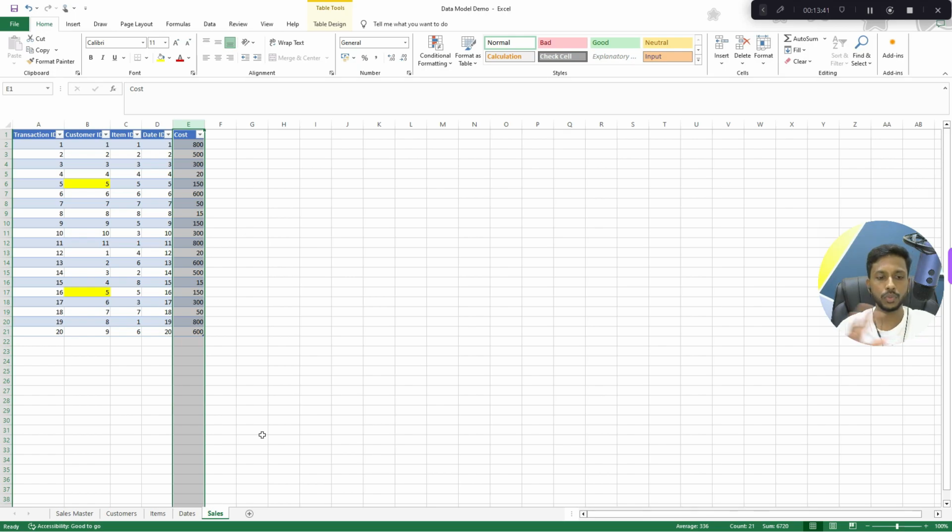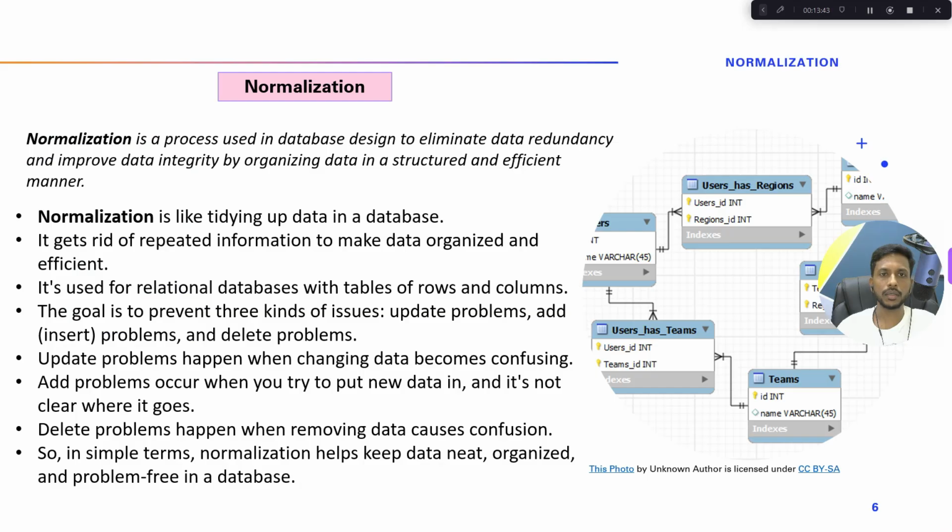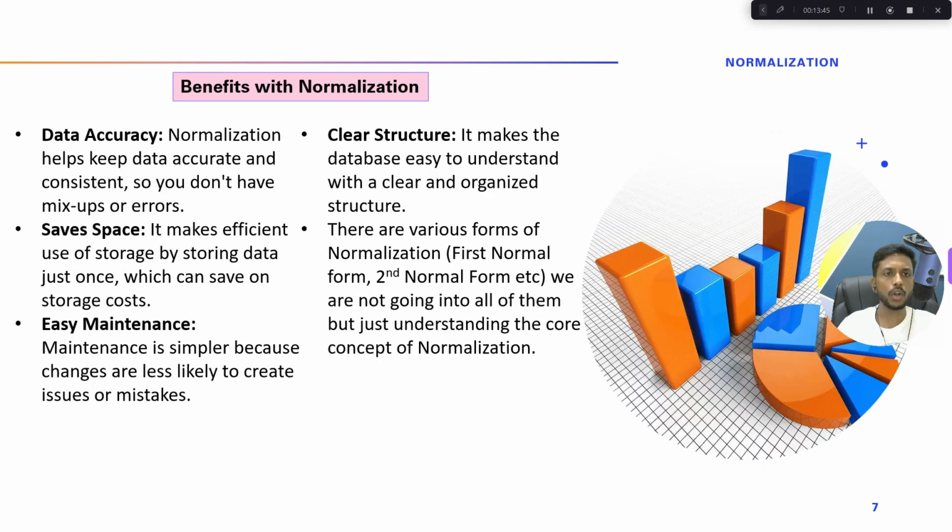Okay, so let us move on to the next topic. Of course, normalization has its own benefits, like data accuracy. Normalization helps keep data accurate and consistent, so you don't have mix-ups or errors. It saves space because it makes efficient use of storage by storing data just once, which can save on storage costs, right? And it is easy to maintain. Maintenance is simpler because whenever you want to change anything, you will directly go to that particular table, right?